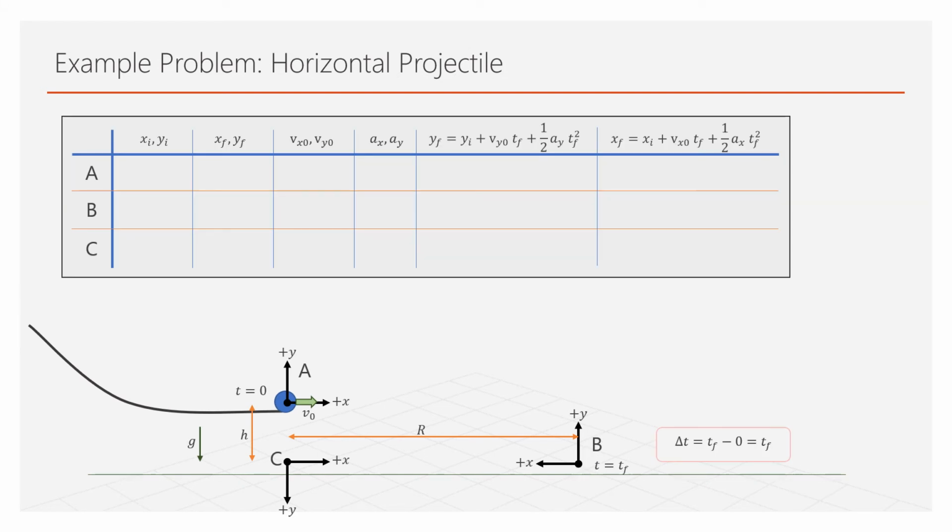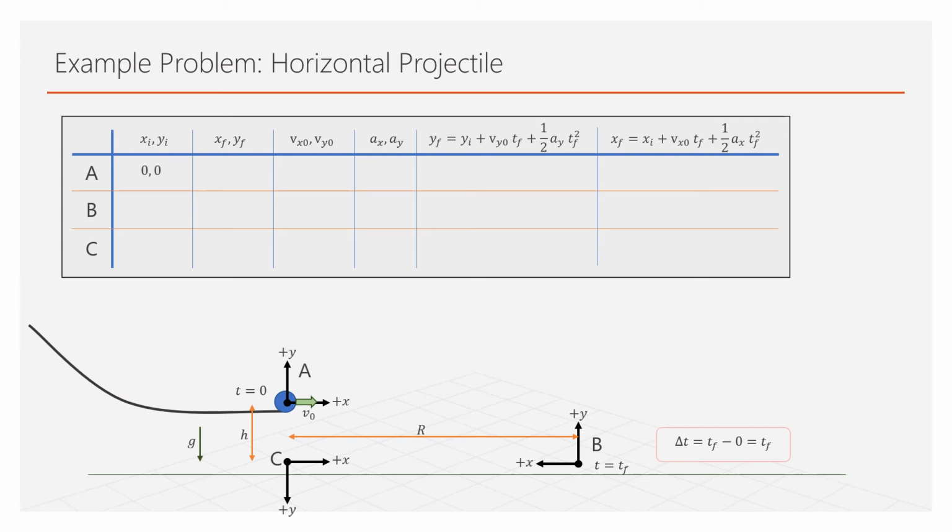Let's go ahead and solve this problem. We should start by including a diagram that was shown on the previous slide, and then we should note that the time interval is equal to the time of flight. We now need to find the initial position, the final position, the initial velocity, and the acceleration of the ball in each of the three coordinate systems. Let's go ahead and do that now.